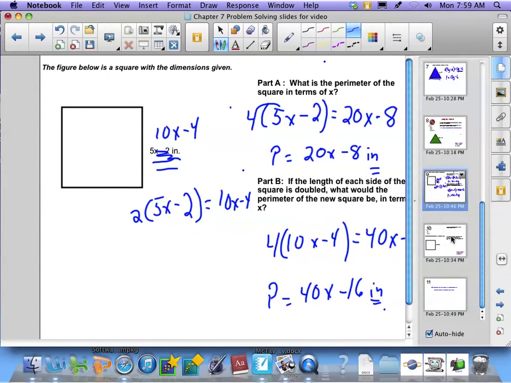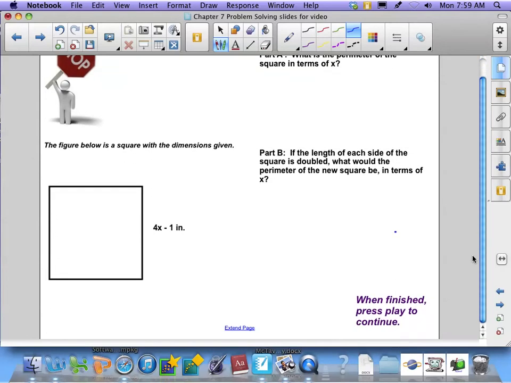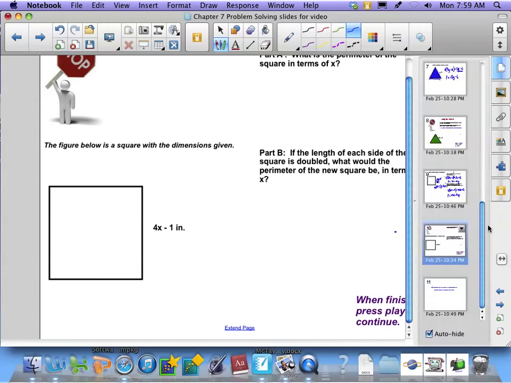Okay, so you're going to stop the video now and find the perimeter of the square, and then in part B you're going to double it and find the perimeter of the new square. Make sure you show all your work, and if you're confused, go back to the previous example. When you're finished, press play to continue.